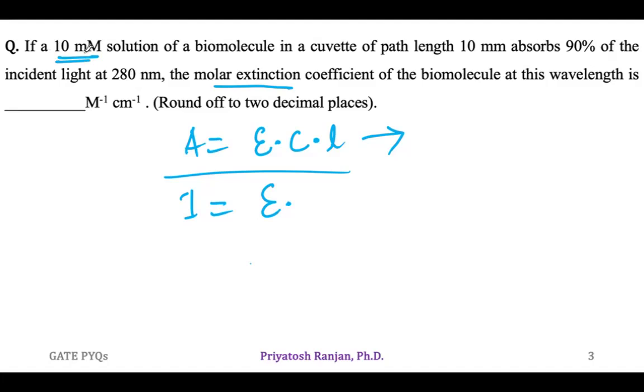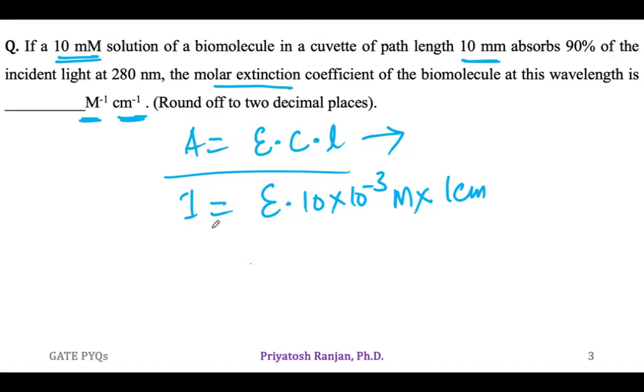Concentration is given in millimolar. I need to convert it into molar. So that is going to be 10 into 10 raised to power minus 3 molar. Remember, 1 millimolar is equal to 10 raised to power minus 3 molar. Path length is given 10 millimeter. And 1 centimeter corresponds to 10 millimeters. So I can convert it into 1 centimeter. The reason being I need to include centimeter in the unit.